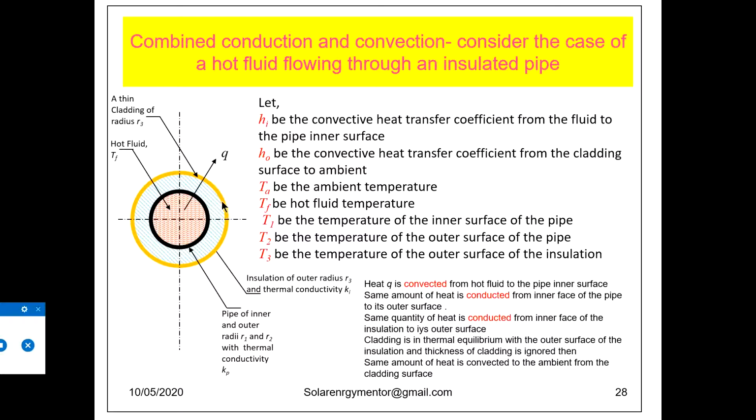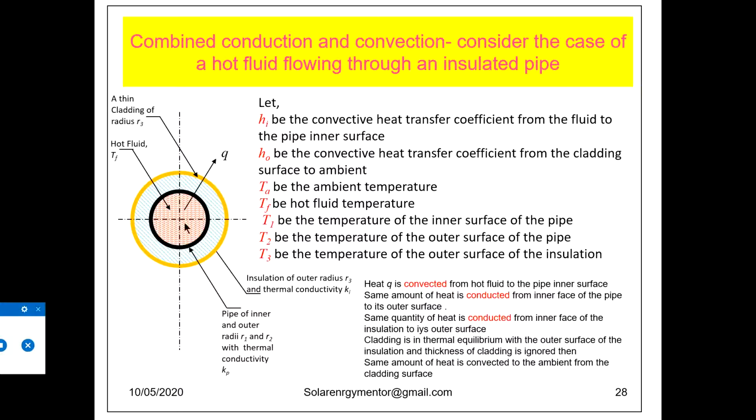We assume the thickness of the cladding to be very small, so the cladding is very thin. So we neglect the thickness of the cladding, and we assume that T3, the outer surface temperature of the insulation, is the same as the temperature of the cladding. So the cladding and the outer surface of the insulation are in thermal equilibrium with each other.